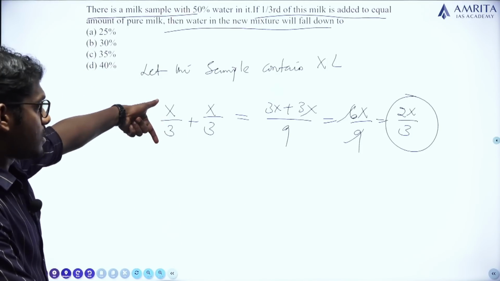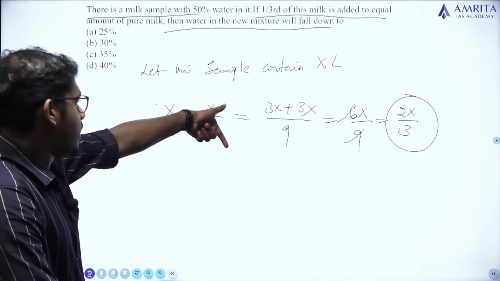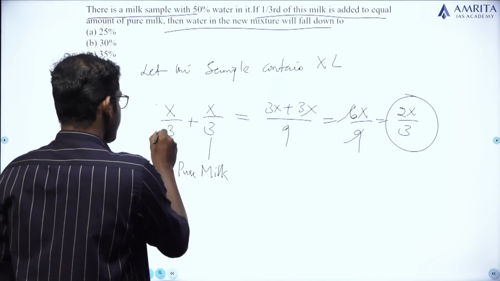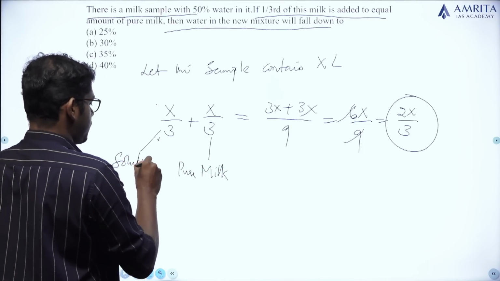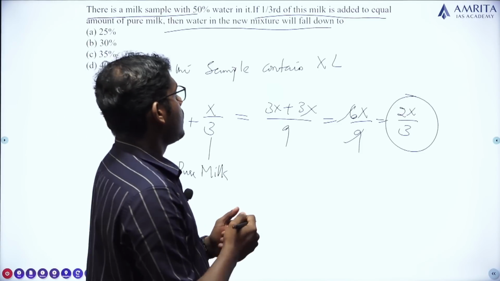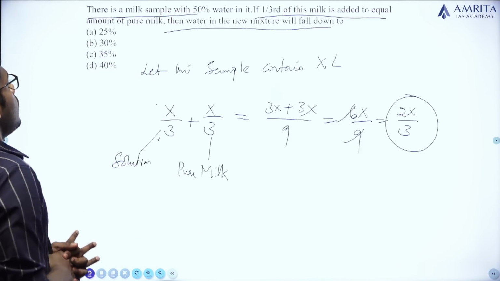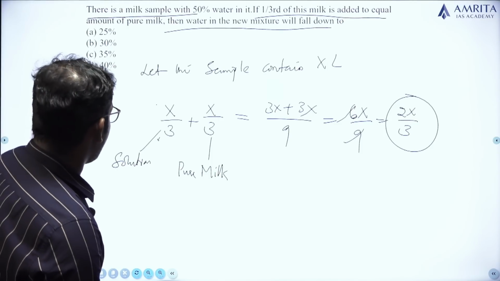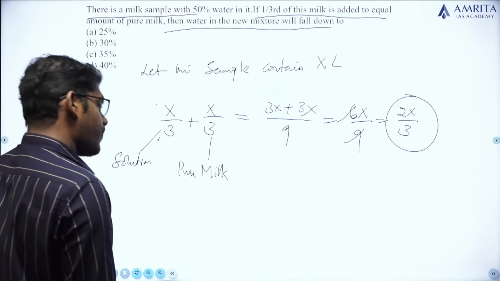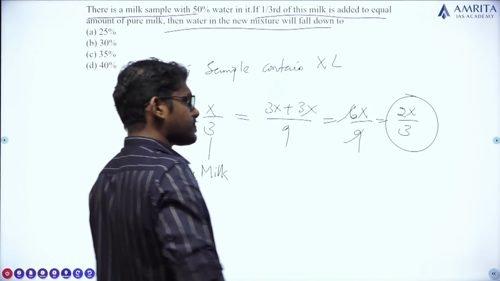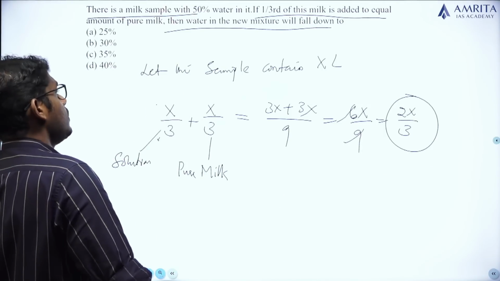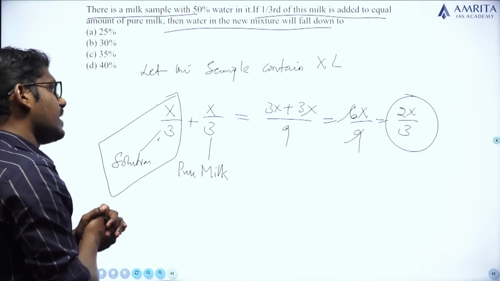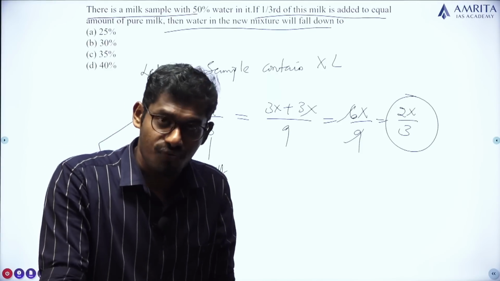That is, 1/3 is taken out of it and added to the same amount of milk. So this is the pure milk. This is the initial solution. Clear? So the question is, if 1/3 of this milk is added to equal amount of pure milk, then water in the new mixture will fall down to what? We have to find the water in the new mixture. Before this, the x by 3 solution contains 50% water.